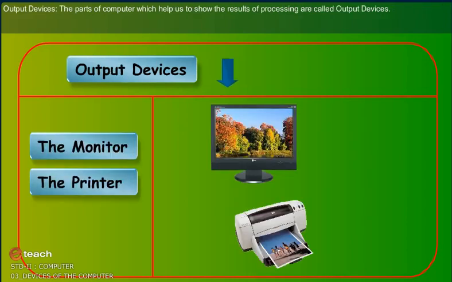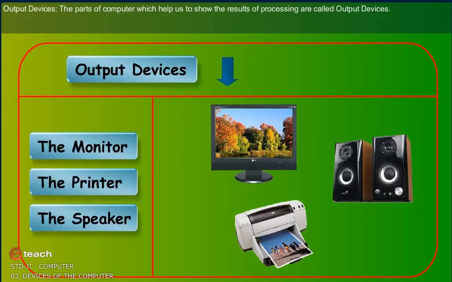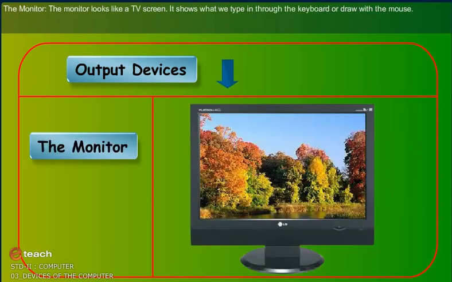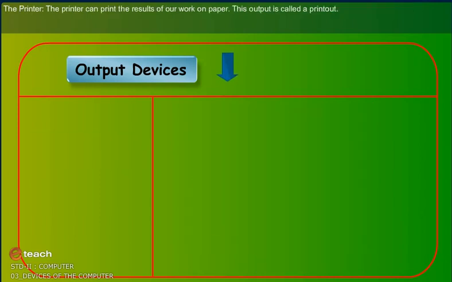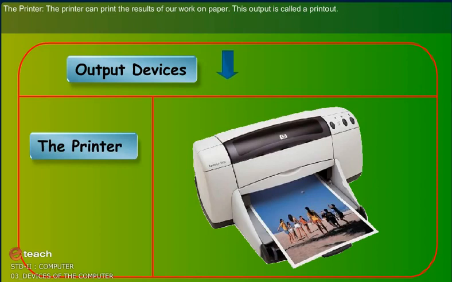Output devices. The parts of the computer which help us to show the result of the processing are called output devices. The monitor. The monitor looks like a TV screen. It shows what we type in through the keyboard or draw with the mouse. The printer. The printer can print the results of our work on paper. This output is called printout.